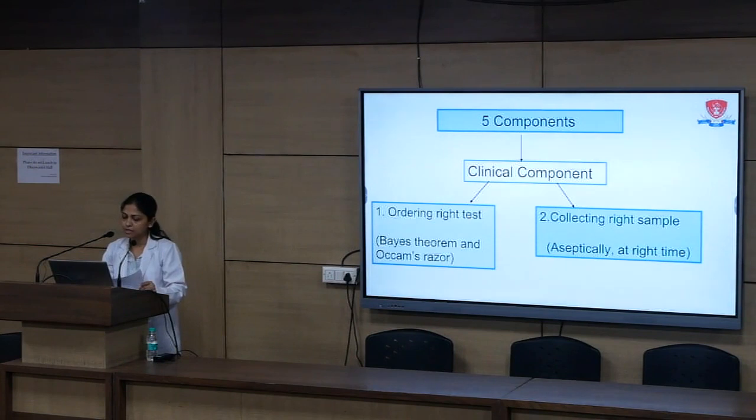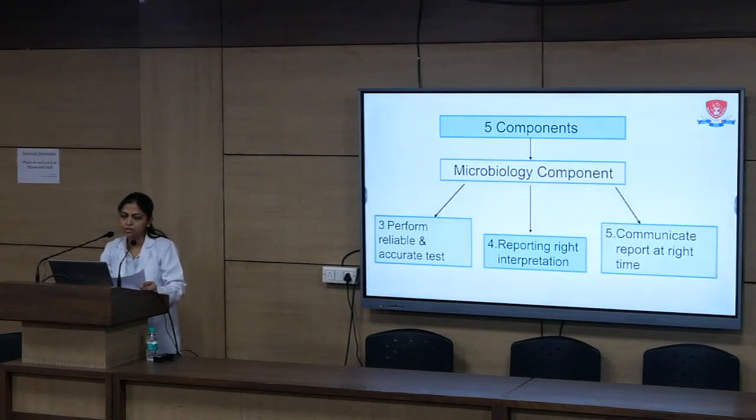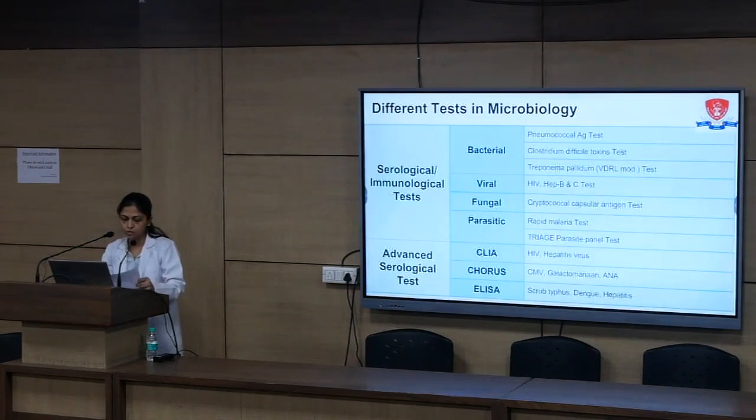And collecting the right sample means if they are suspecting UTIs, then they should send a urine sample. If it is meningitis, a CSF sample will be more accurate. Then the rest 3 components, performing reliable tests, reporting the right interpretation, and communicating the right report, come under microbiological components. So now I will start with different tests in microbiology done to rule out or rule in the infectious causes.